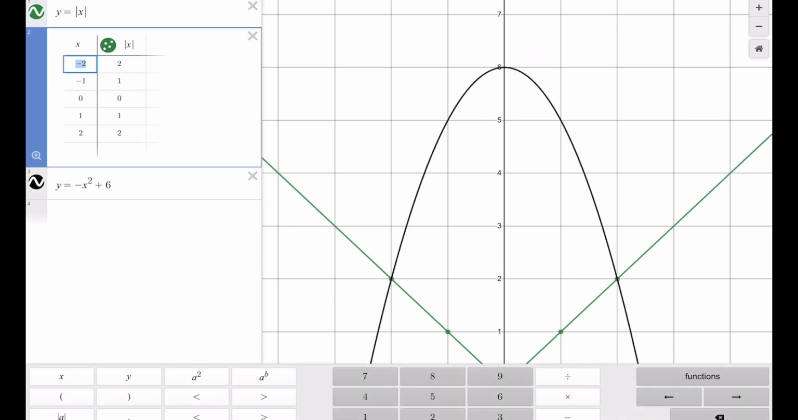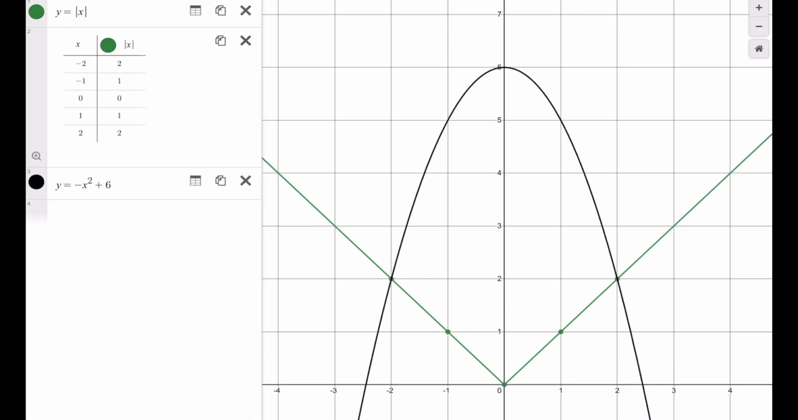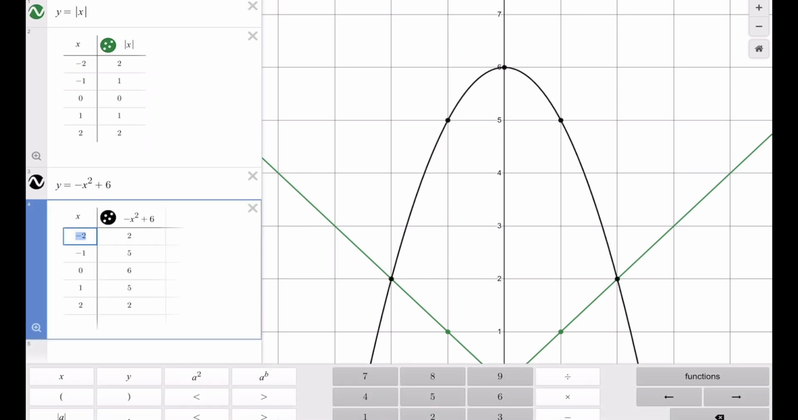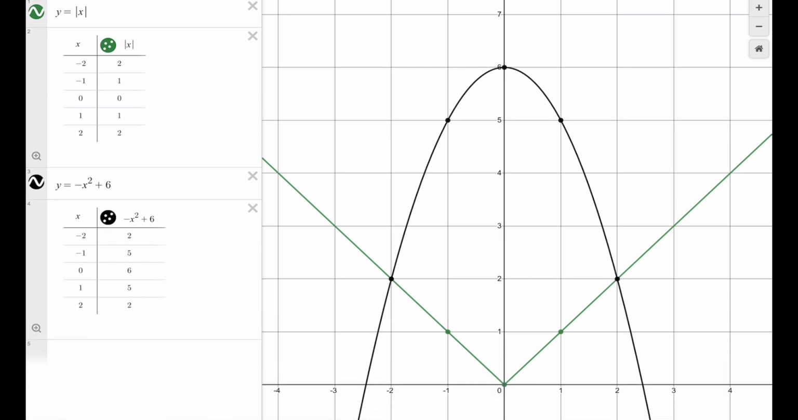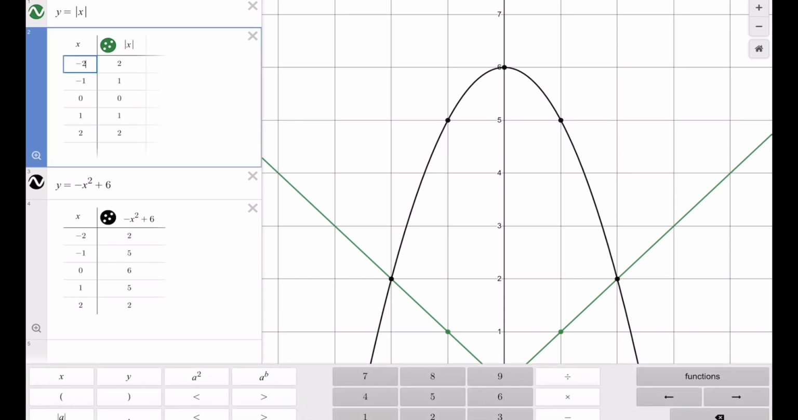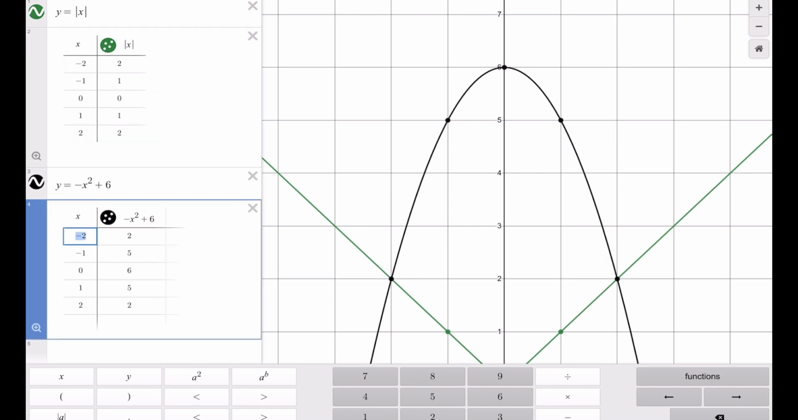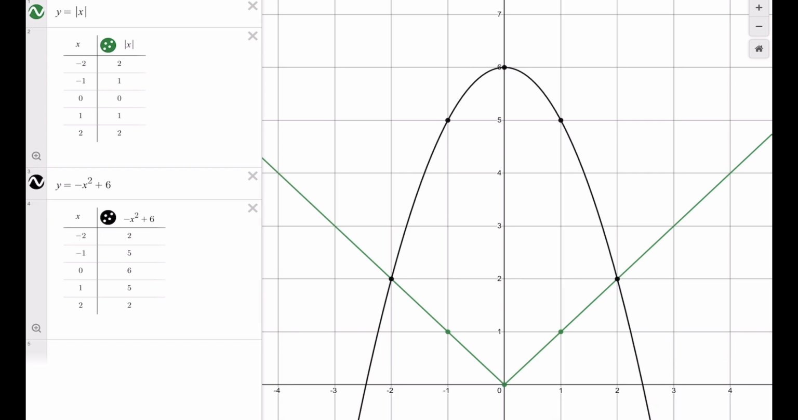The other thing we're going to do is put this up here. And if we have this part here, we can look to see where our points are when x is negative 2. And here you can see it at (negative 2, 2), and at (negative 2, 2), that is the exact same point. So that is a point of intersection.